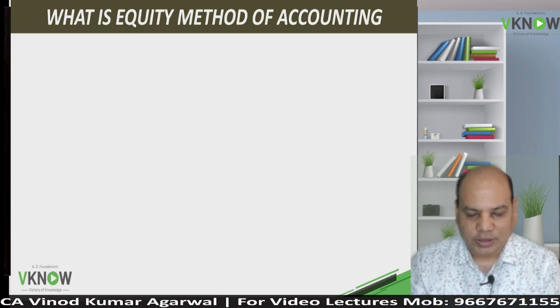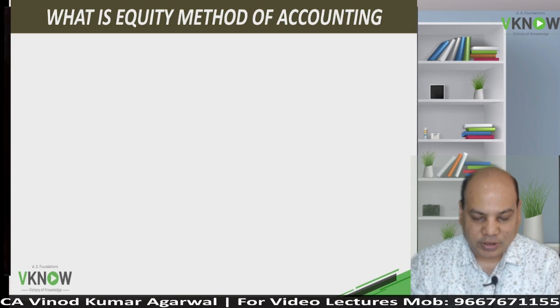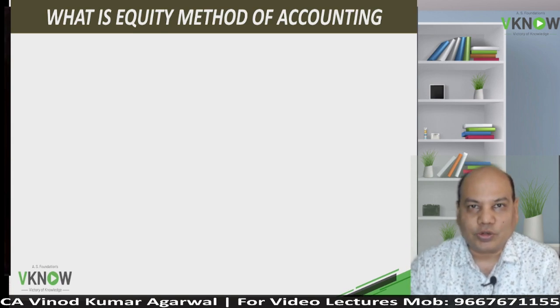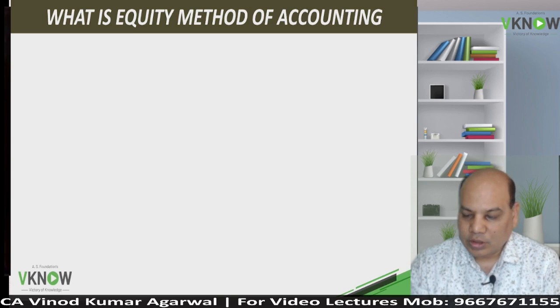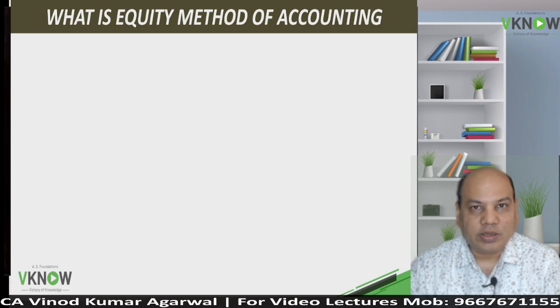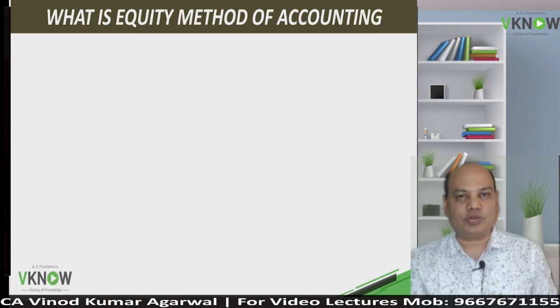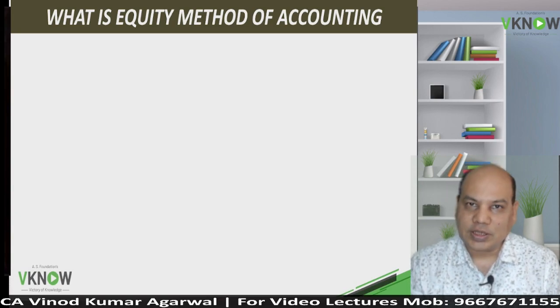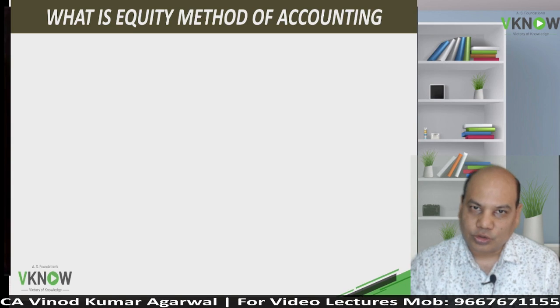Hello, good morning friends. Let us start this chapter again. Our topic is Accounting Standard 23, Accounting for Investment in Associate in Consolidated Financial Statement. So please come to paragraph number 8, Equity Method of Accounting. We have discussed that this standard is applicable only if the enterprise is preparing consolidated financial statement. If the enterprise is preparing consolidated financial statement, then AS 23 is applicable with respect to associate.